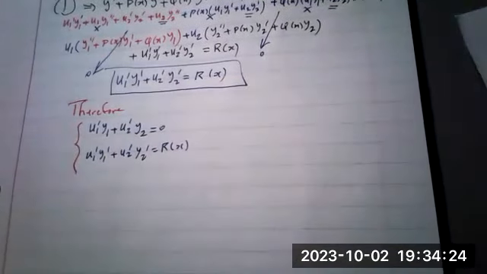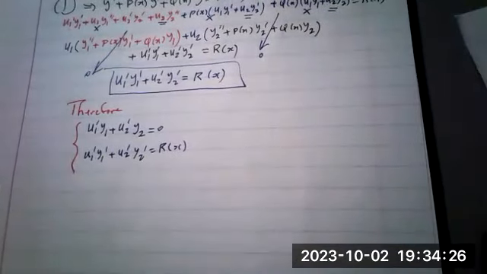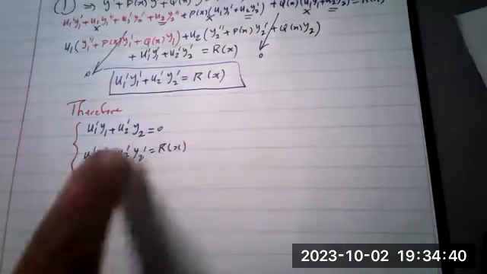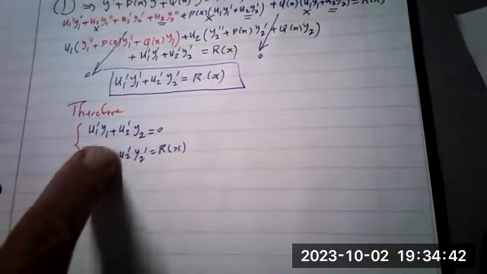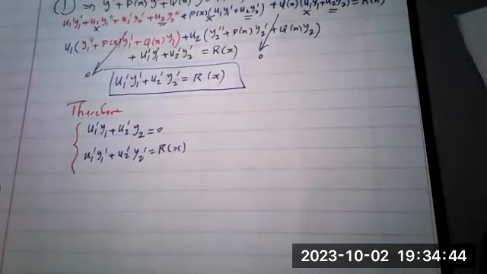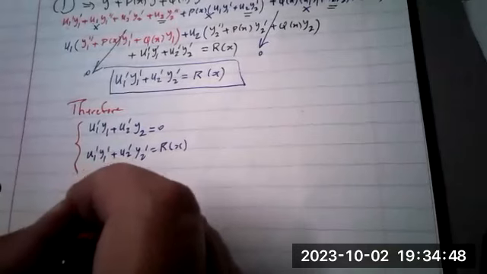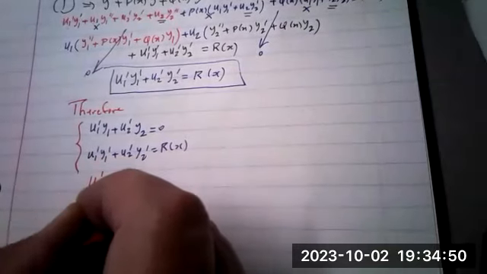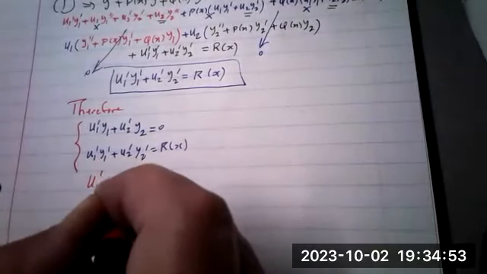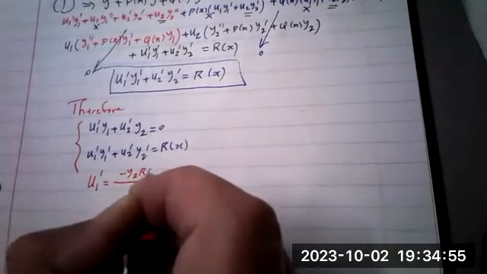This is a system of two equations in two variables. You can solve it for u1 prime and u2 prime. You can use the addition method. You can multiply to remove one of these, u1 prime or u2 prime. So if you solve the system, this is going to be the solution. u1 prime would be equal to the negative y2 times rx.